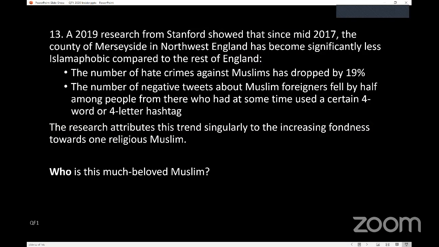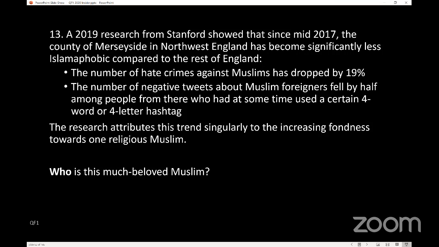A 2019 research from Stanford showed that since mid-2017, the county of Merseyside in Northwest England has become significantly less Islamophobic compared to the rest of England. So they observed that there are two phenomena. The number of hate crimes against Muslims has dropped by 19% in Merseyside compared to the rest of England.